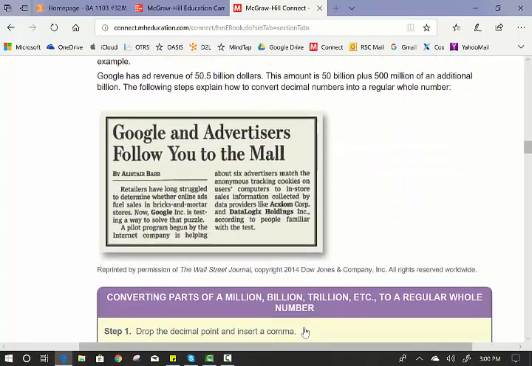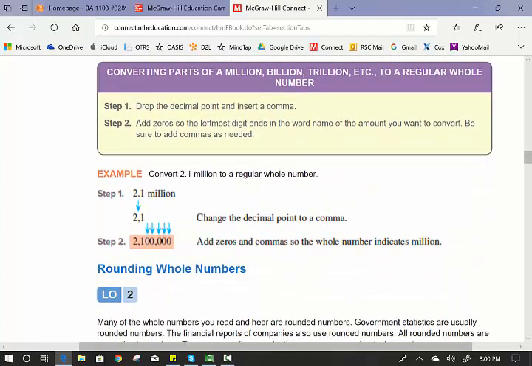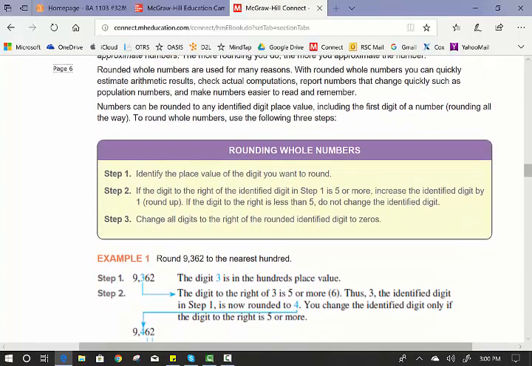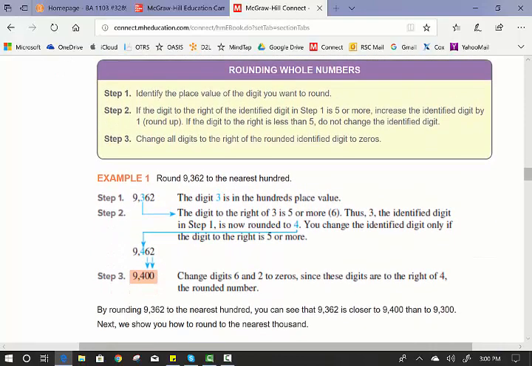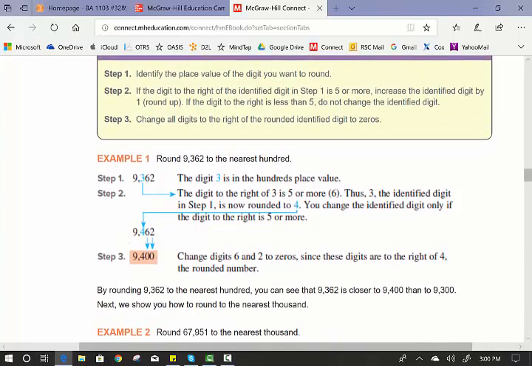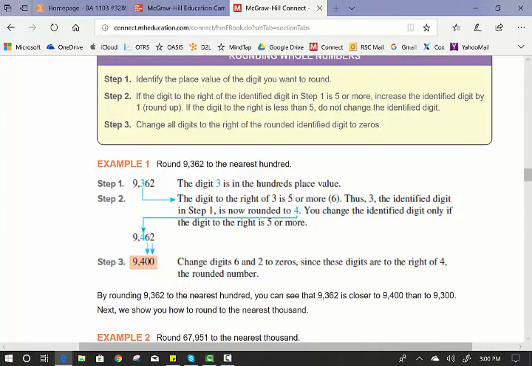Okay, the main thing that you'll be working on here is the rounding of numbers. So if you are rounding a whole number, identify first of all what position that you want to round and go to it, as they provide here in the example. Round 9,362 to the nearest hundred. So I begin with units, tens, hundreds, which is the number 3 position, as they've indicated here in step 1. So the digit 3 is in the hundreds place value.